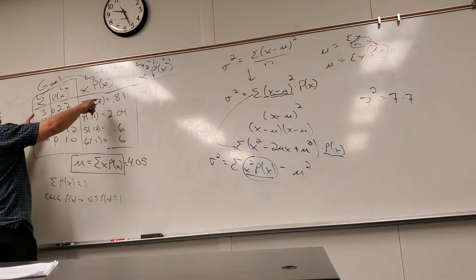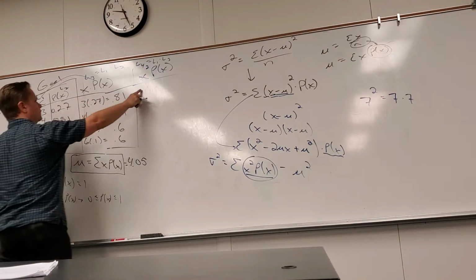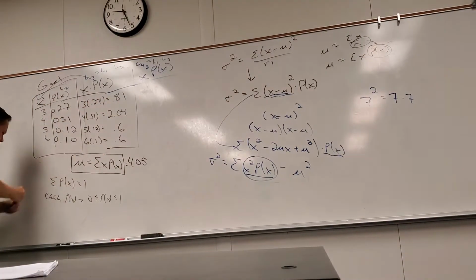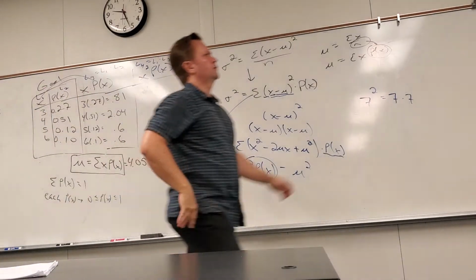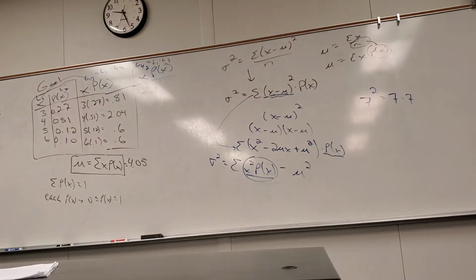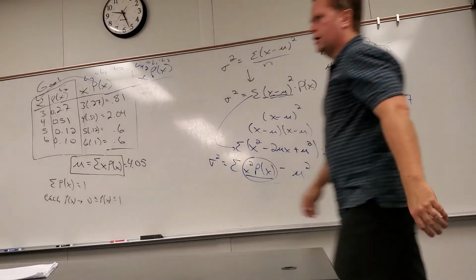So let's see, somebody help me out. What's 3 times 0.81? Actually, I tell you what, let's build this in the calculator, and then I'll give you that handout, and I'll be quiet for a little bit. You promise? I promise.